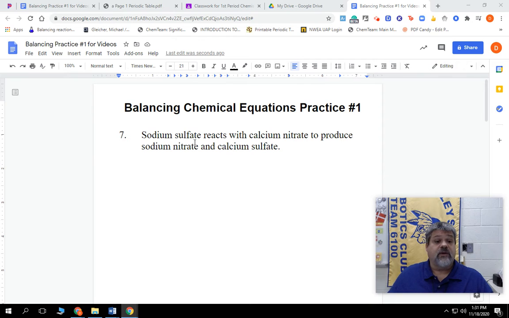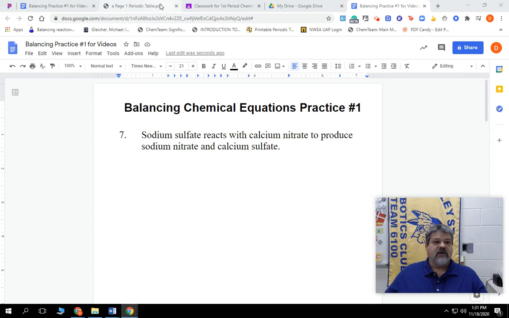So the first thing we have to do is read the equation. Sodium sulfate reacts with calcium nitrate to produce sodium nitrate and calcium sulfate. So we need to go ahead and write those things down. So we start off with sodium sulfate, and we need to know the charges of both sodium and sulfate.